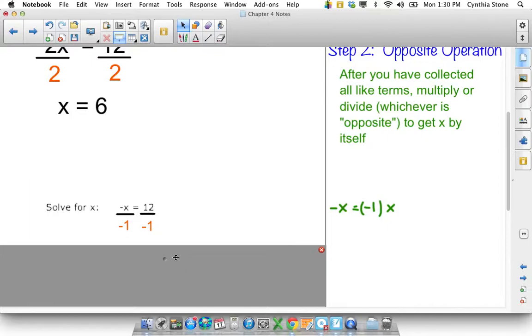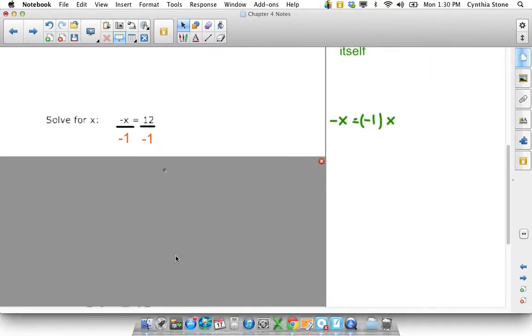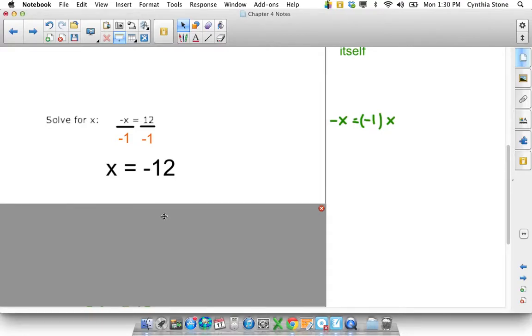Another one, this one's really only a one-step equation, but it's just a weirder looking one. I thought I'd put it in here. If you have minus x equals 12, you have to remember that minus x equals minus 1x. Right? And so when you get x by itself, you divide both sides by minus 1, and then you end up with x equals negative 12.